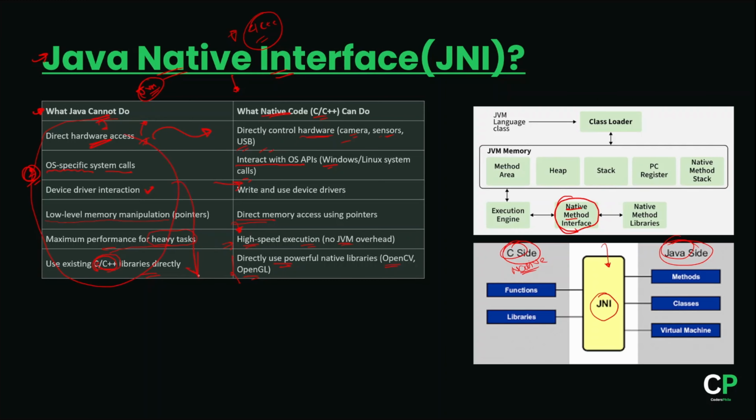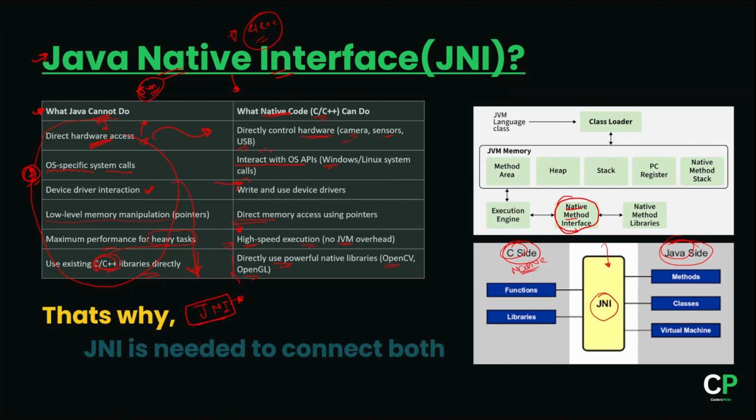In order to overcome all these limitations, JNI was introduced. That's why JNI is needed: to connect the native side to the Java side, so that the full performance of the native code can be enjoyed from the Java side.